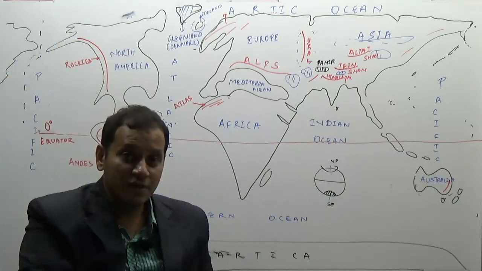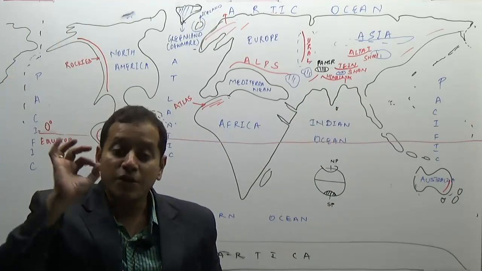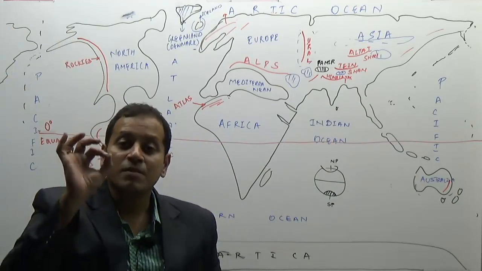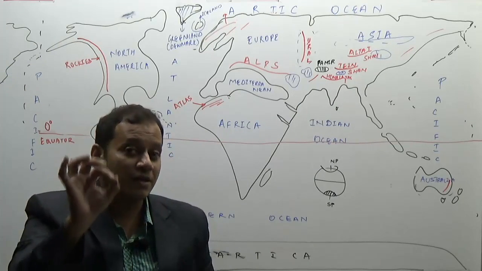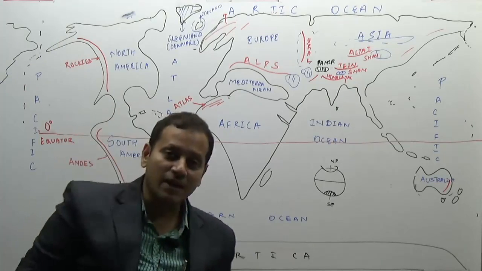What is the geographical significance? Because of this nature, and due to the presence of the Himalayas and the enclosed nature, we have a monsoon kind of climate.